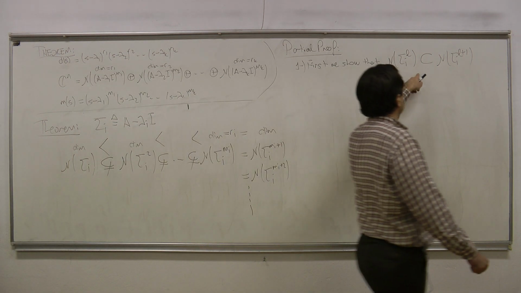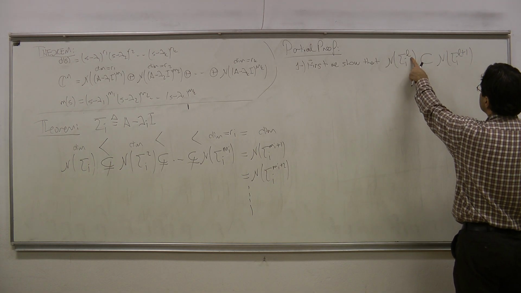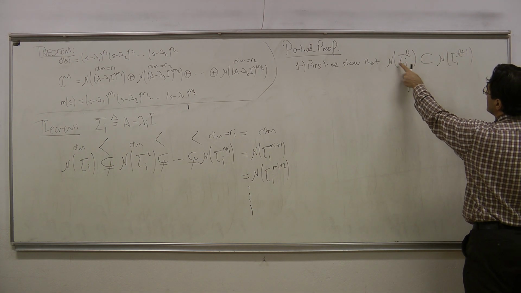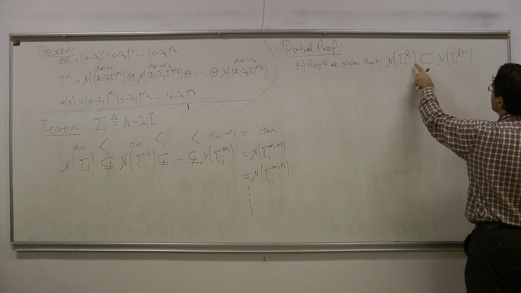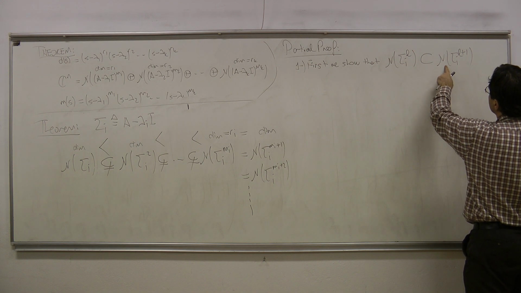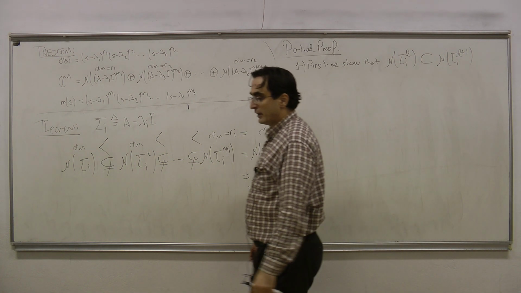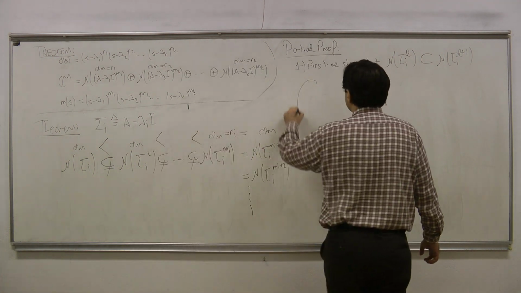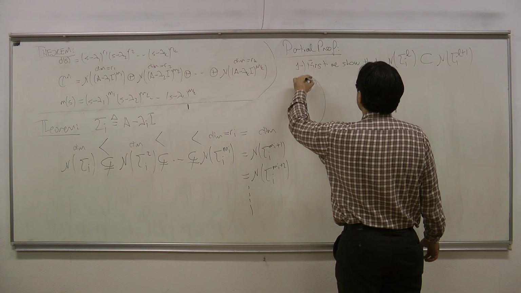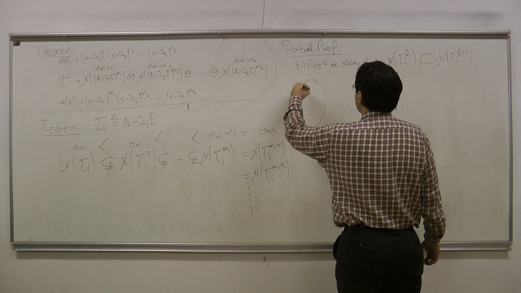So let us try to prove that when I increase the power of the matrix inside the null space, the new null space is either larger or it is the same. Okay? So I need to prove a relationship like this. This is my null space of sigma I to the L plus 1.